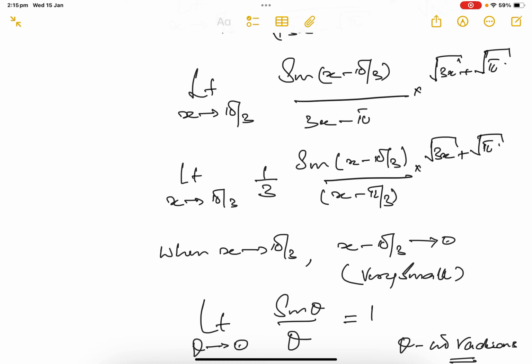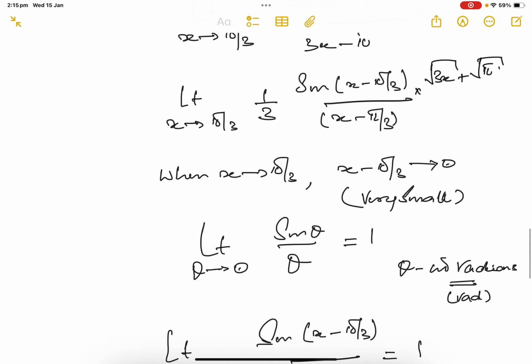Let's do it further. The limit as x tends to pi over 3. Then I take that 3 out of the denominator, 3x minus pi. Purposely, I just take that 3 out; you will come to know why I did it. So 1/3, times sine of x minus pi over 3, divided by x minus pi over 3, and times, of course, root 3x plus root of pi, which is still there.